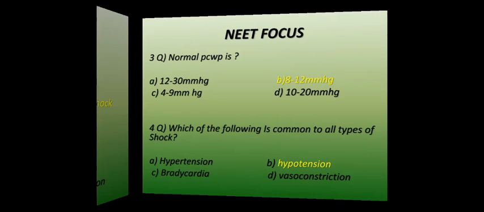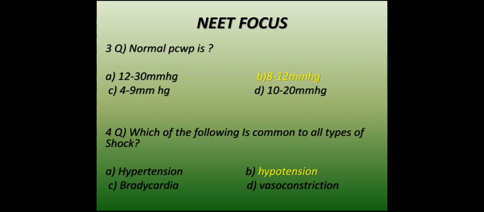Next question: normal PCWP value is. Okay, I have already discussed this question. Normal range is from 6 to 12 mmHg. So let's come option wise. First option is 12 to 30 mmHg. Next 8 to 12 mmHg, 4 to 9, 10 to 20. So most appropriate answer here is 8 to 12 mmHg.